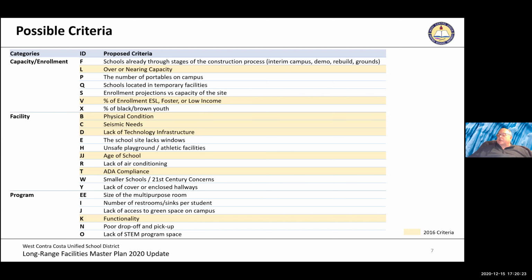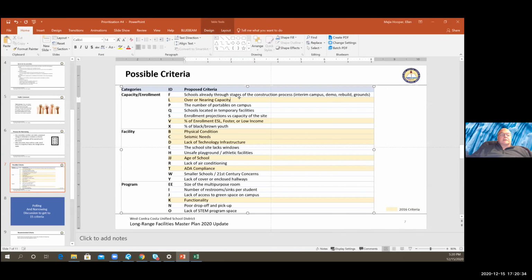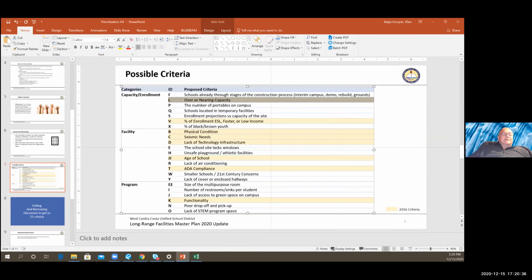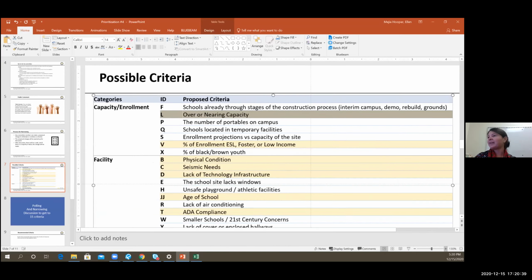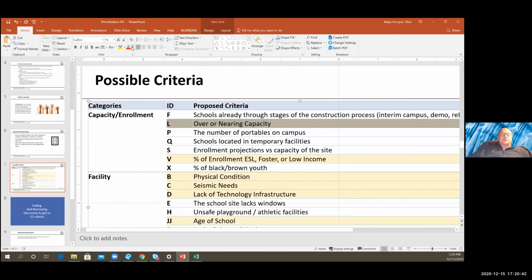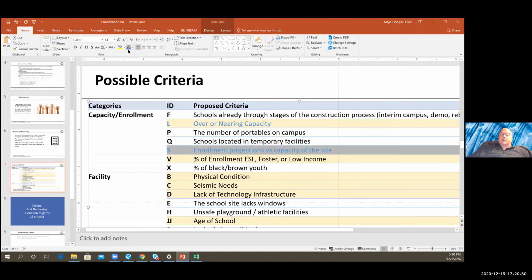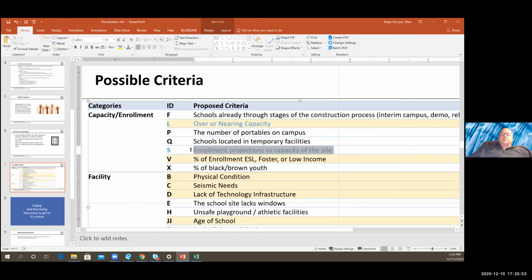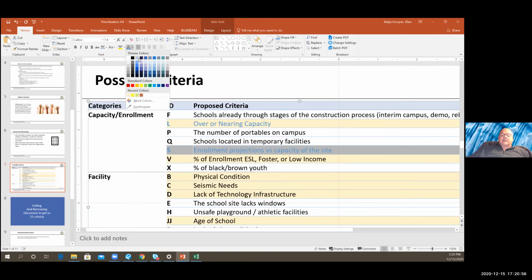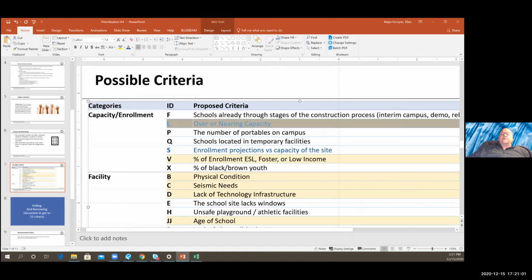All right. Let's start off with combining L and S. Both have to do with capacity. L is over or nearing capacity. Okay, that's it. Make it even smaller so I can't read it. And I'm working on it. And S is enrollment projections versus capacity of the site. Now, enrollment projections versus capacity of the site is more important because, as an example, in El Cerrito, you've got several thousand new units being built on the BART stations right now. And I bet you one or two of those residents are going to have kids. Yeah, are we ready for that?